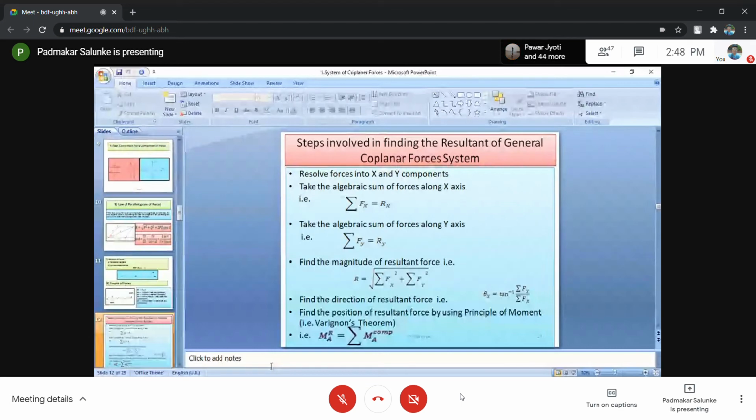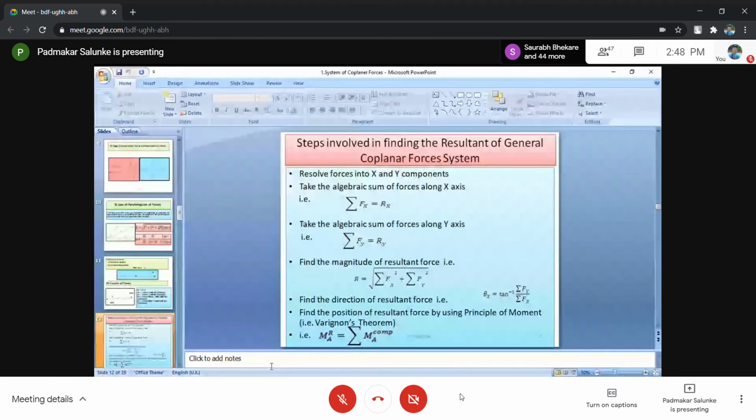So we have calculated the algebraic sum of forces along the x-axis. We have calculated the algebraic summation of forces along the y-axis. Then what you have to do? Then you have to find the magnitude of the resultant force. This magnitude of the resultant force you have to calculate by the formula R equals square root of summation of Fx square plus summation of Fy square. In that way, we will get the magnitude of the resultant.